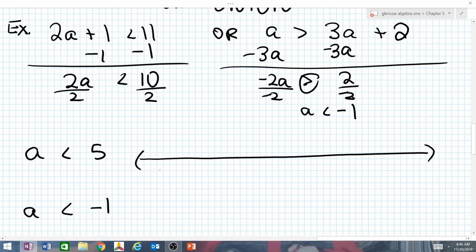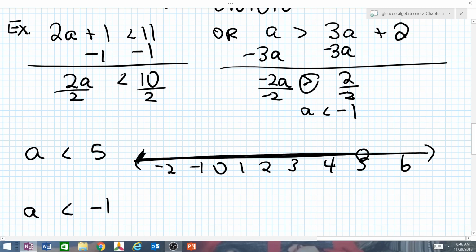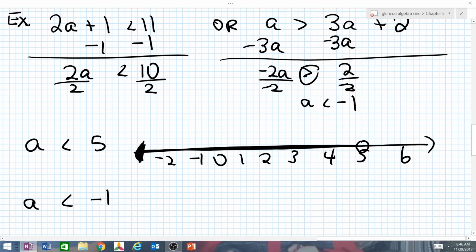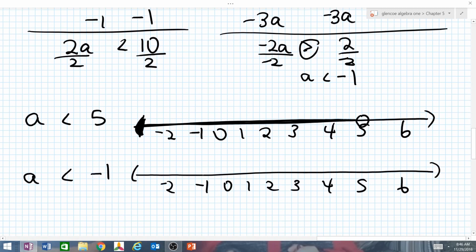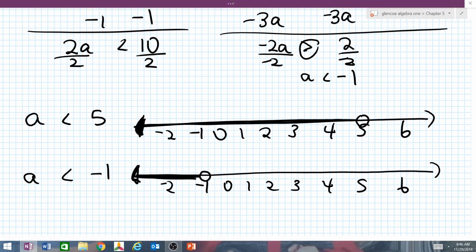Okay, so now let's graph them both. a is less than 5. Negative 2, negative 1, 0, 1, 2, 3, 4, 5, 6. Less than 5. Open or closed circle on 5? Which way am I going, left or right? Okay. The next one is a is less than negative 1. Open or closed circle on negative 1? And which way am I going? Left.